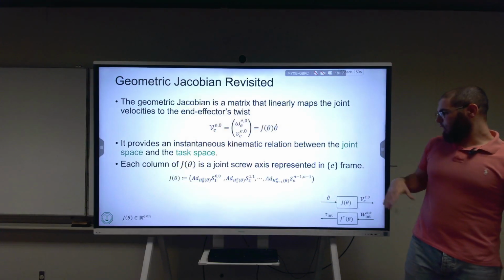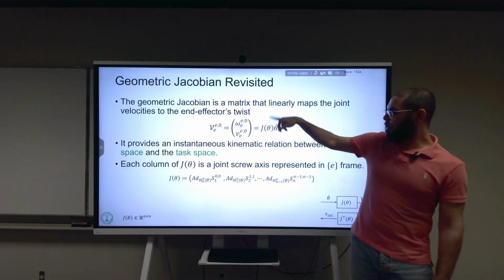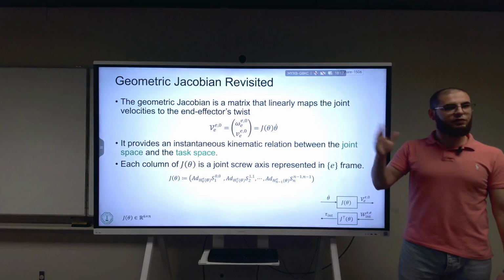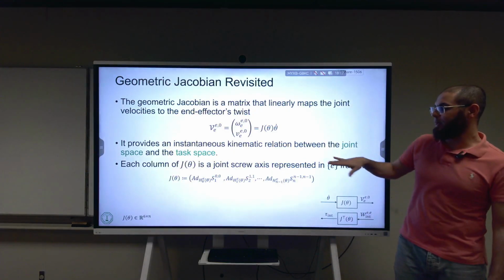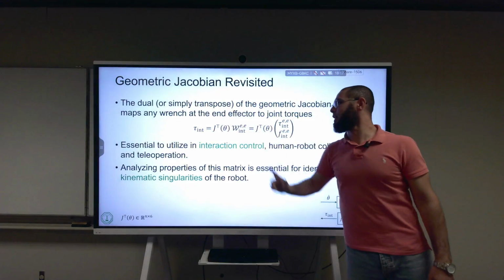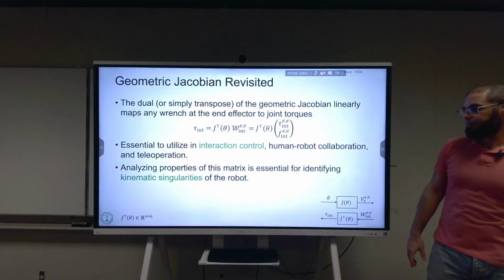And just to remind you, each column here of the J was simply a screw axis transformed. You can go back at your own pace to review that. And we have that the transpose of it is the relation between the wrench and the torques.